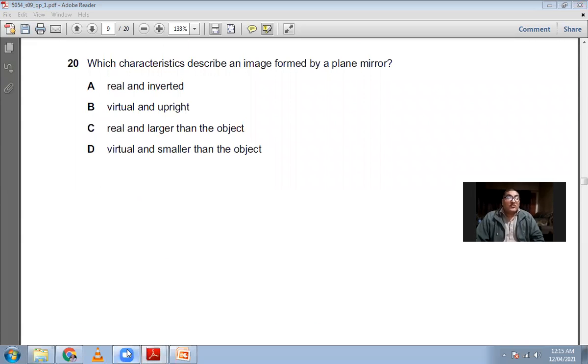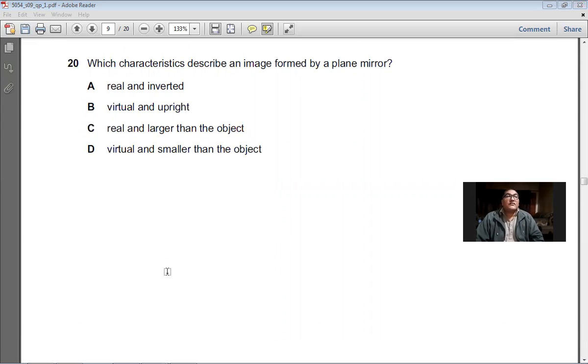So that was question number 19. And now we have question number 20. Which characteristic describes an image formed by a plane mirror? The characteristics of the image formed in a plane mirror are that the image is virtual, the image is upright, the image is laterally inverted. So A is real and inverted, that's wrong. Virtual and upright, that's true. Real and large, that's wrong.